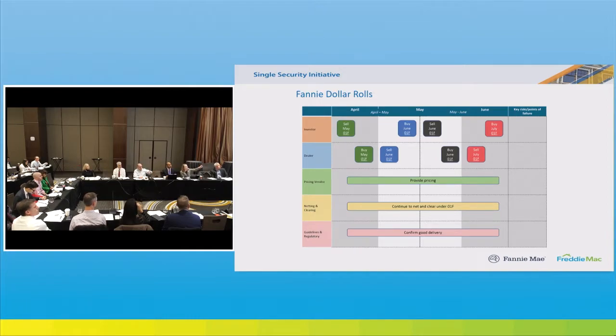So this is just showing the months rolling into June, right? April, you sell May O1F, you buy May O1F, and then you roll into May. This is just showing you that the O1F is the Fannie MBS before June, and O1F is the UMBS after June. So there's really no change in the TBA CUSIP.